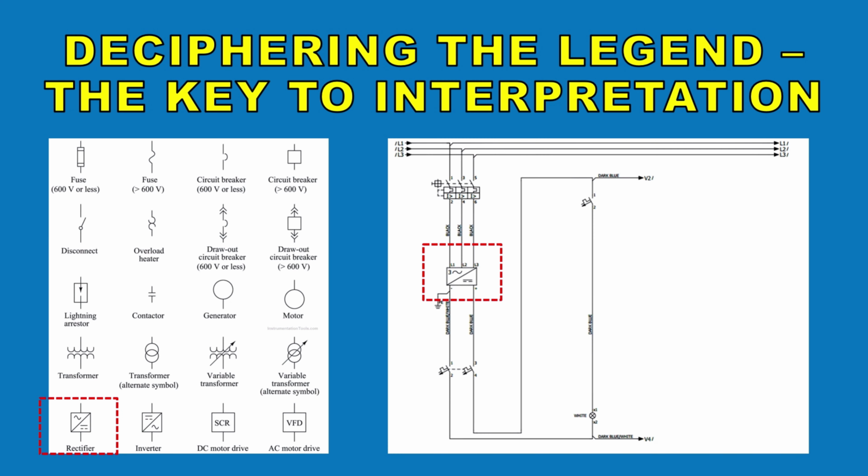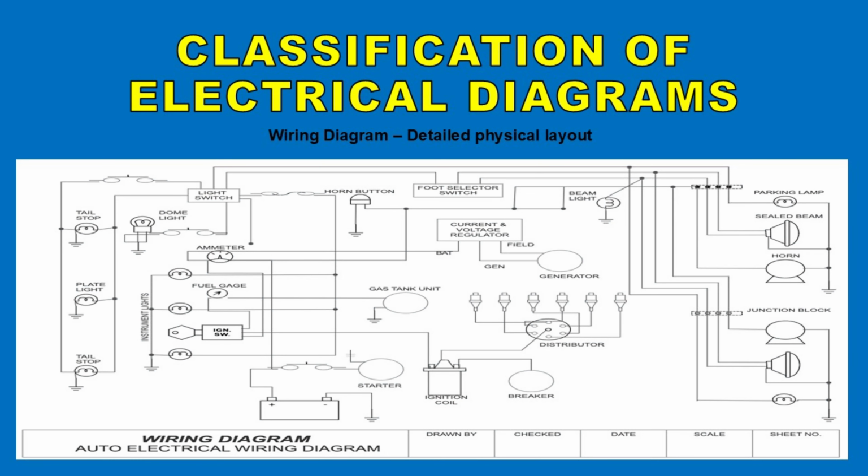Each wiring diagram includes a legend that serves as a reference for symbol interpretation. This key defines electrical symbols, line types, conductor specifications, and component designations, ensuring uniform comprehension across engineering disciplines.